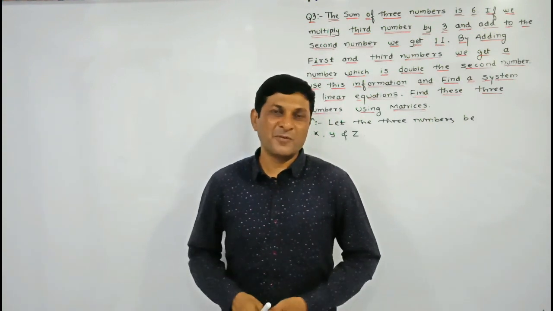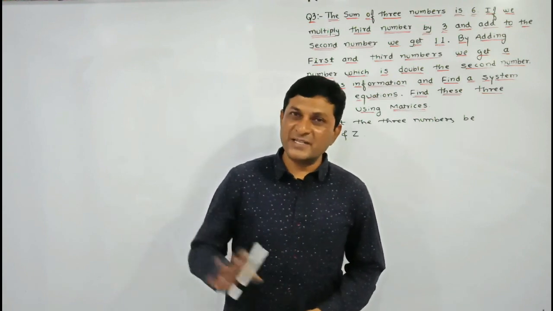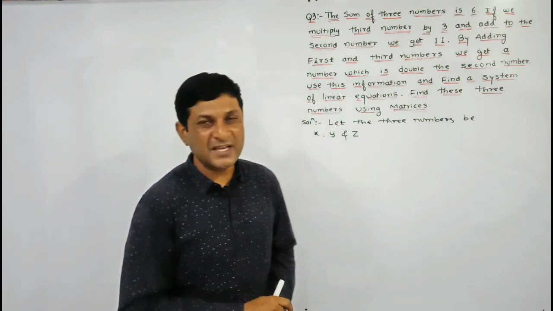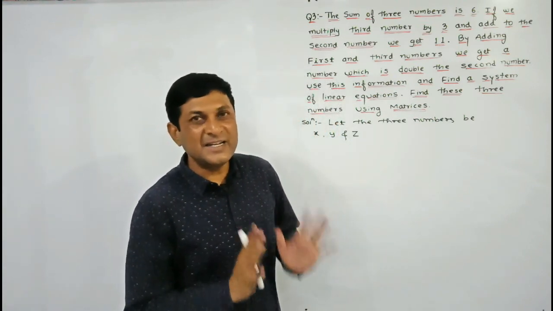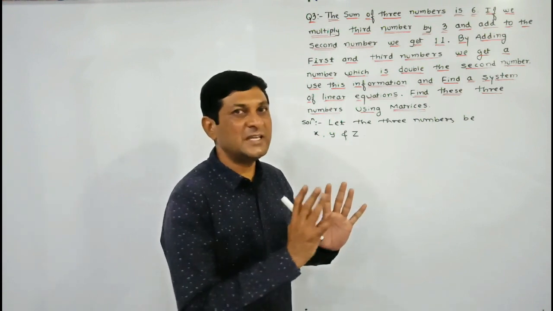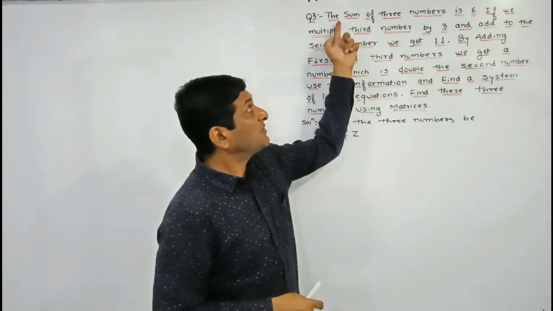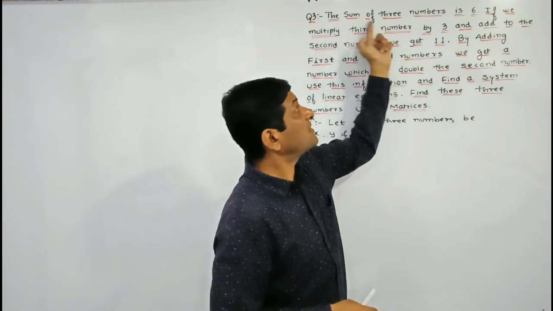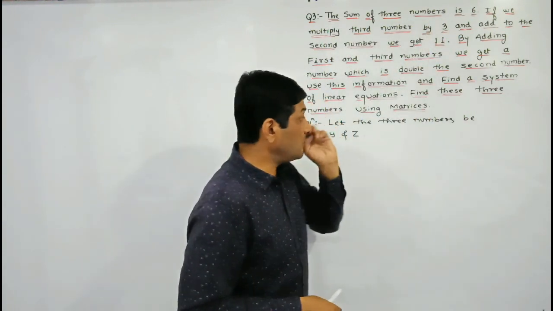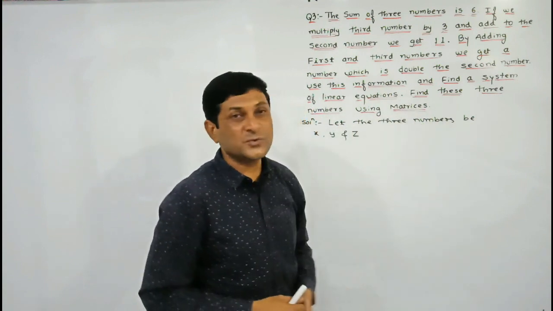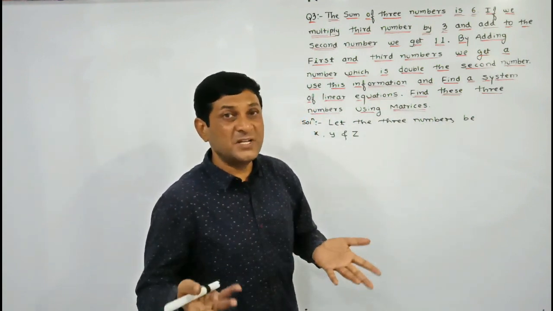So in case of a word problem, first we have to read the conditions in the example very carefully. Using the conditions, first we have to form the equations. So let us see what the conditions are in this example. The sum of three numbers is 6, and what is the question? Find these three numbers using matrices. So the sum of three numbers is 6.